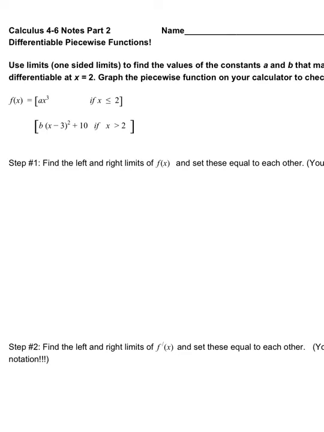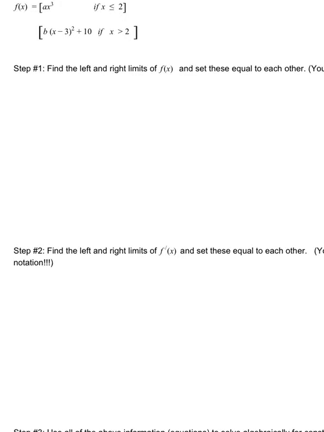Hey calculus, we are going to work with differentiable piecewise functions. So the goal is to use limits, one-sided limits, left and right limits, to find the values of the constants a and b. A and b are constants. They are just numbers. And we want to make the function differentiable at x equals 2, our dividing point. So step 1 is to find the left and right limits using the original function.